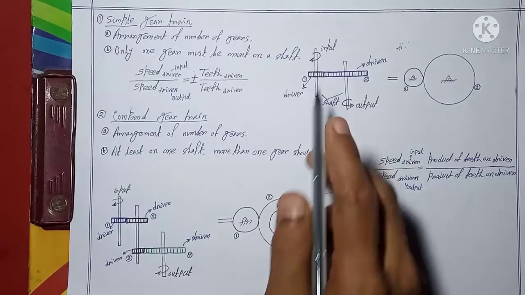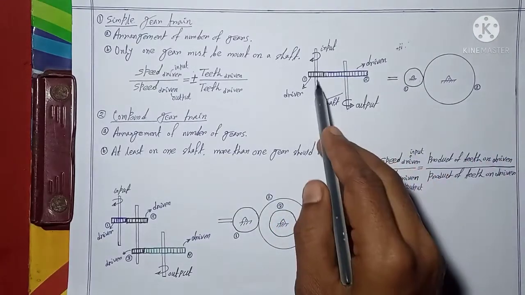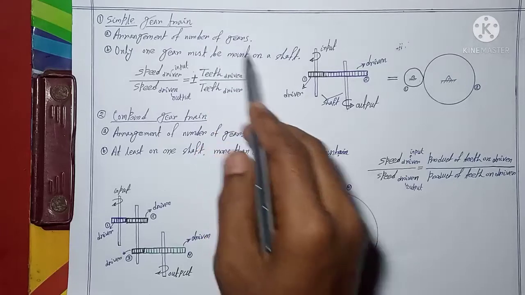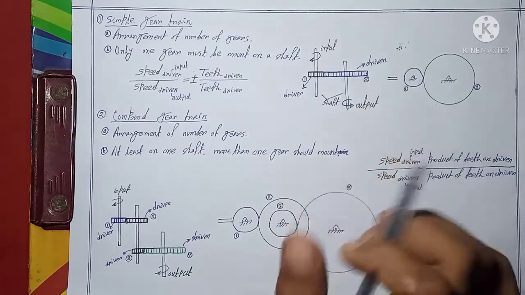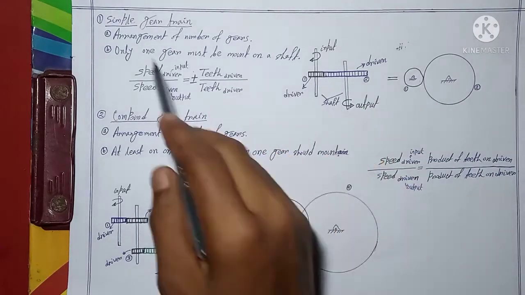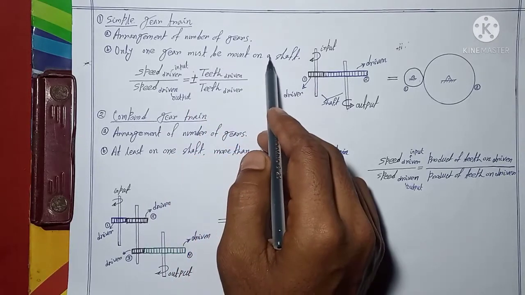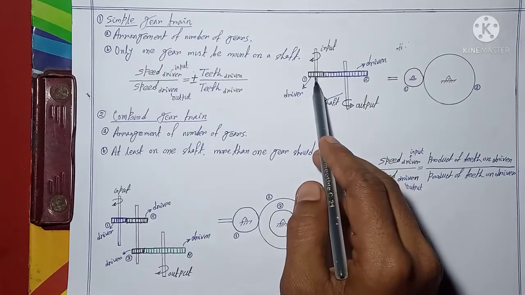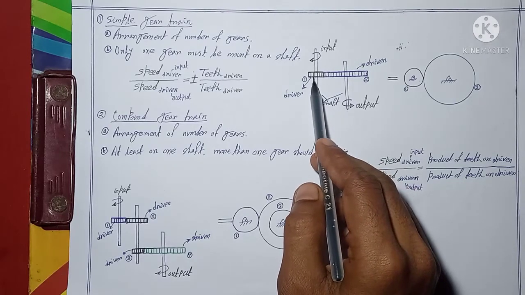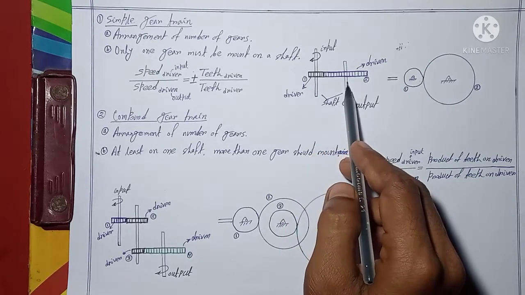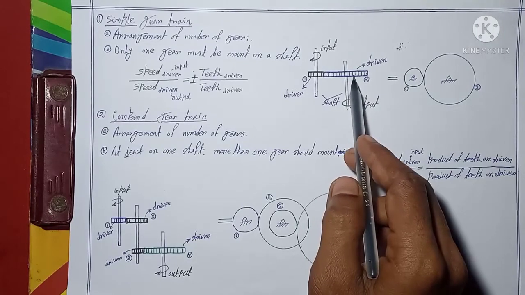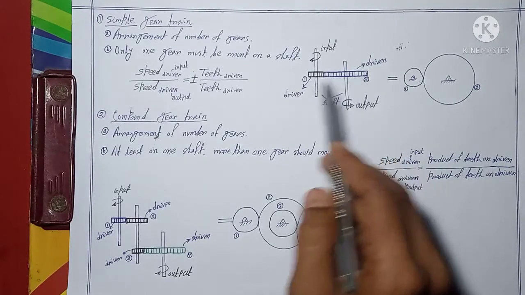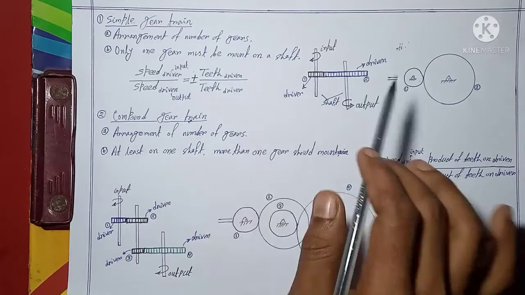So there is no single gear; there are two gears, meaning a number of gears. More than one gear must be there. Next, only one gear must be mounted on a shaft. There is a single shaft, and on that single shaft only a single gear is mounted, and here also a single shaft and on that single shaft only a single gear is mounted. So this property is also fulfilled.